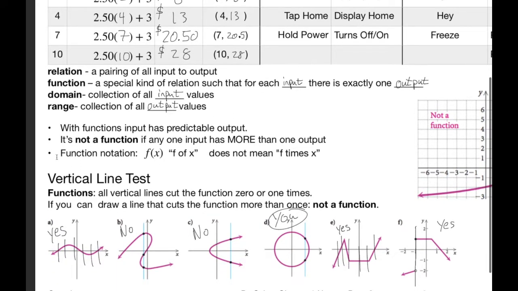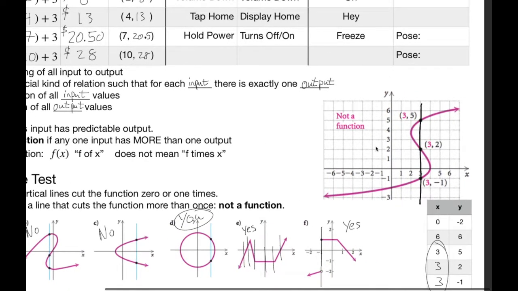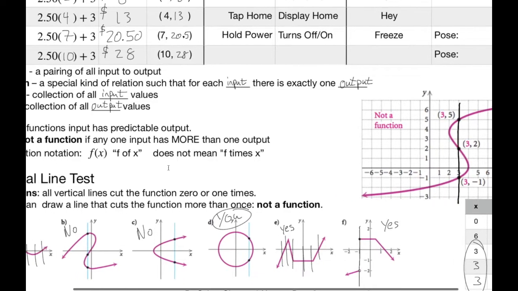I think I've said it before. It's not a function if any one input has more than one output. So this graph right here would not represent a function because, look, you've got one input, 3, and you'd have a couple different outputs. If the input is 3, then the output could either be 5 or 2 or -1. So that's why this graph does not represent a function, because for this one input, there are 3 different outputs.